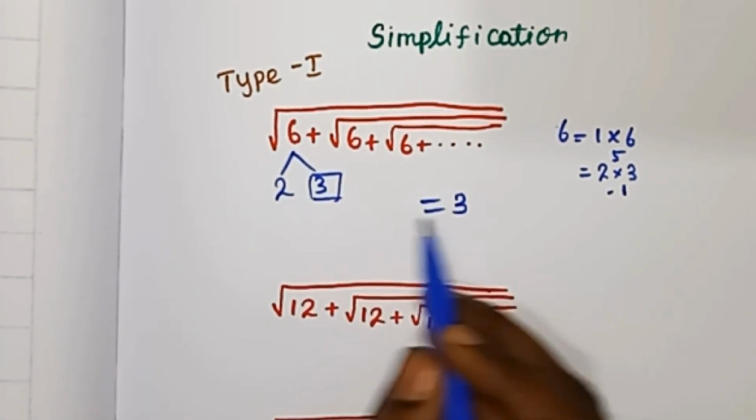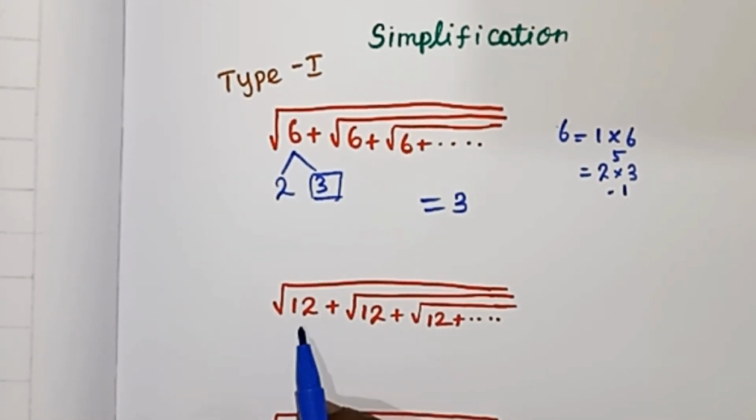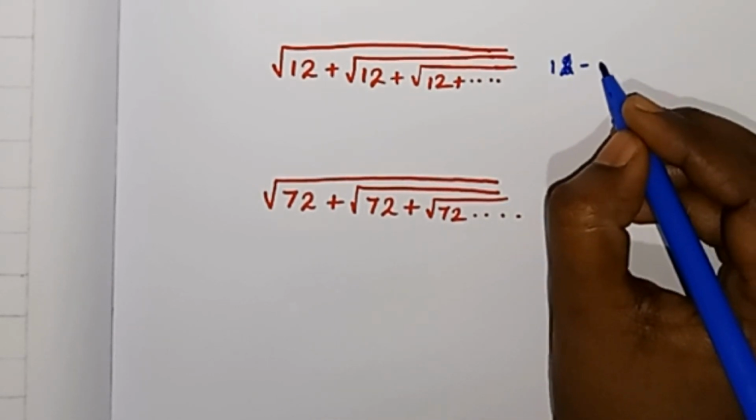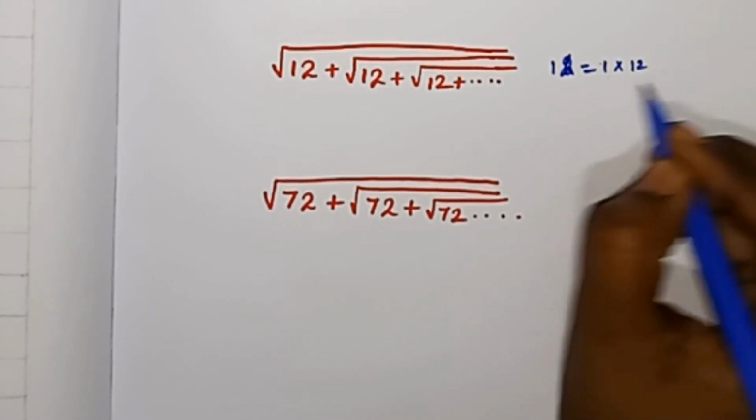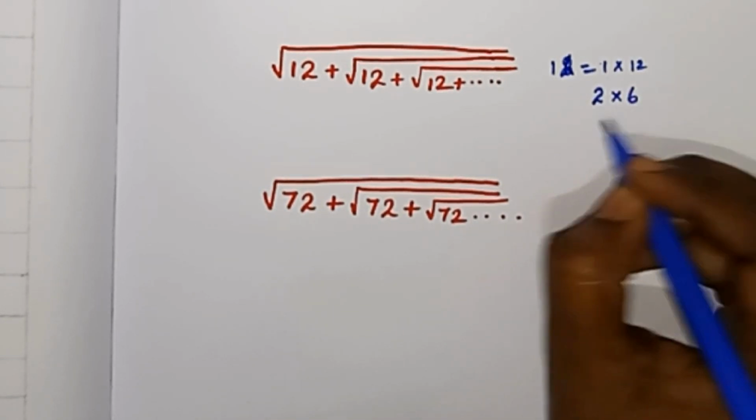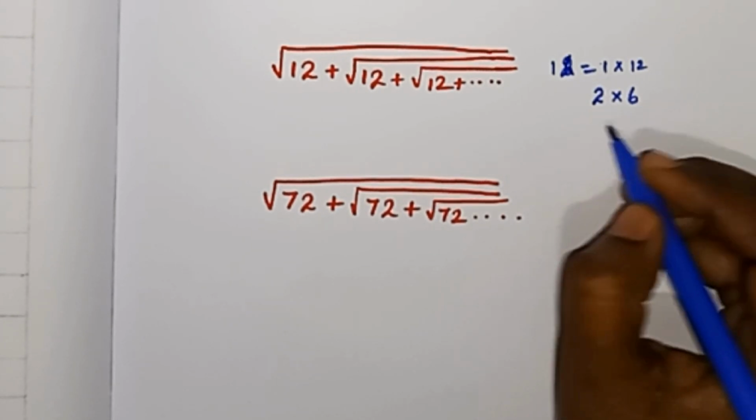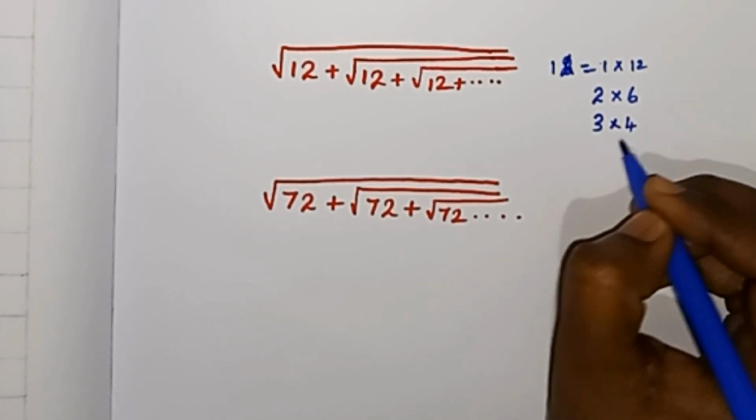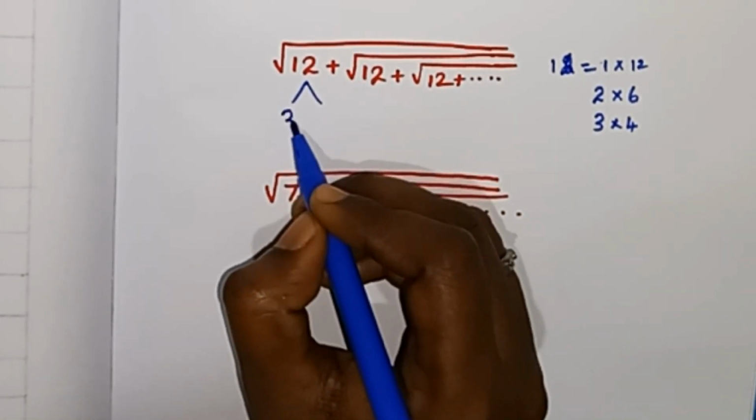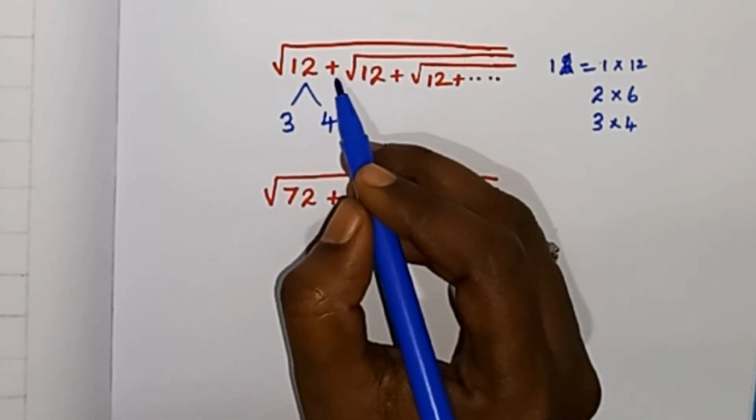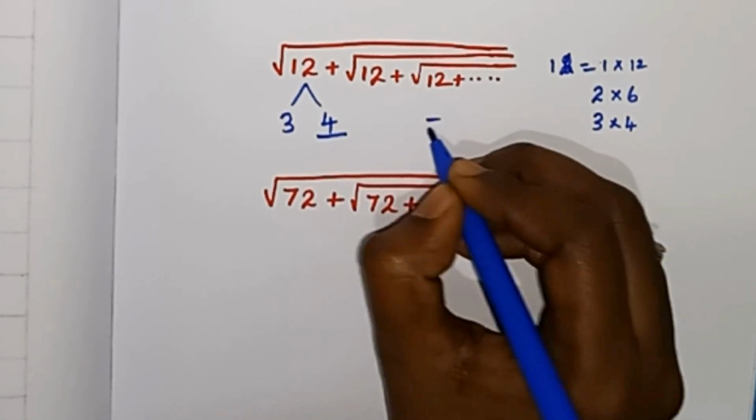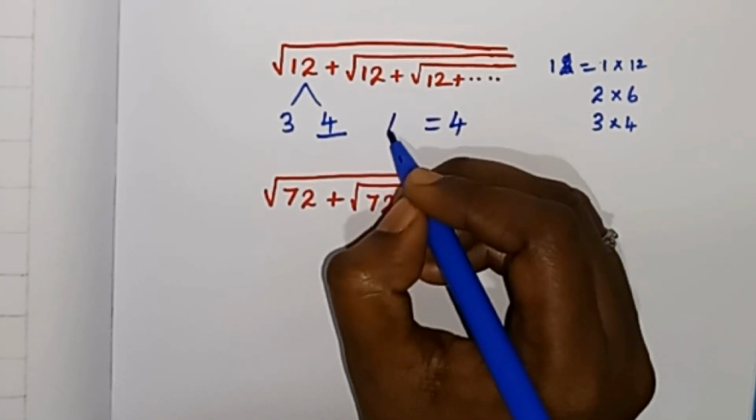Plus means you have to take the biggest number. Then 12. Factors of 12: 1 times 12 is 12, the difference is 11. The second one is 2 sixes are 12, the difference is 4. 3 fours are 12, the difference is 1. So these are the factors, 3, 4. Here they are given plus, so you have to take the biggest number. So the answer is 4.